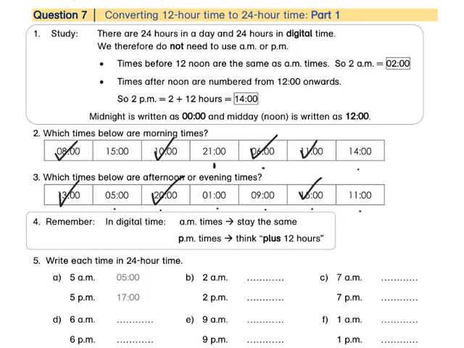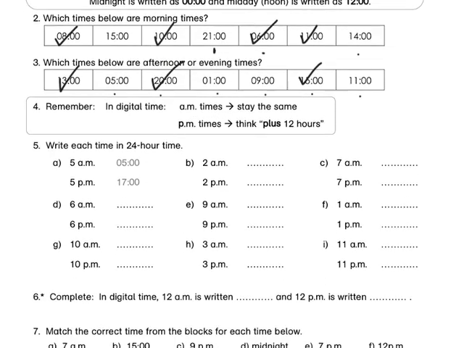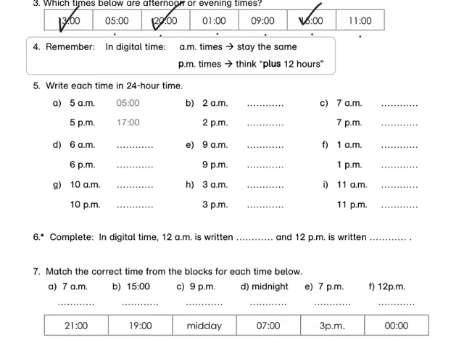Make sure that you have completed 2 and 3 by yourself in your workbook, and that you understand the difference between morning times in digital time and afternoon and evening times. Now that we've covered the basics, let's have a look at this. In digital time, remember that AM times, which are the first half of the day, stay the same. So this is from counting from midnight to the first 11 hours of the day.